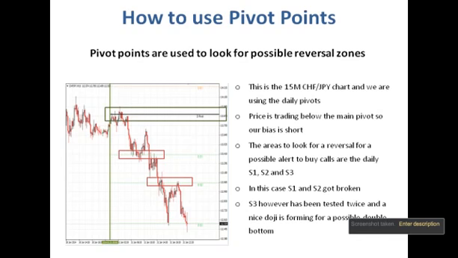S3, however, has been tested twice, and a nice doji is forming for a possible double bottom right here. So S1 and S2 broke to the downside, but S3 is holding. I mean, the move looks really overextended, and if we get confirmation of a reversal after that big and thin doji, we can buy calls for a short-term reversal on the 15-minute chart, and we can use an hourly expiry option or call option on this trade.